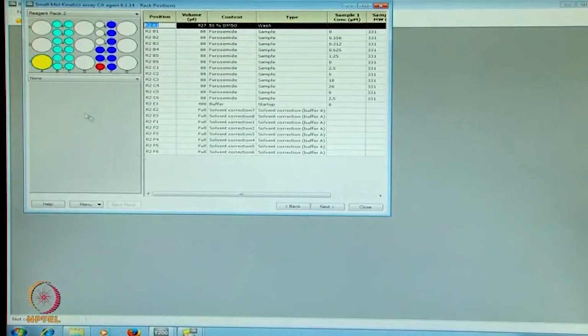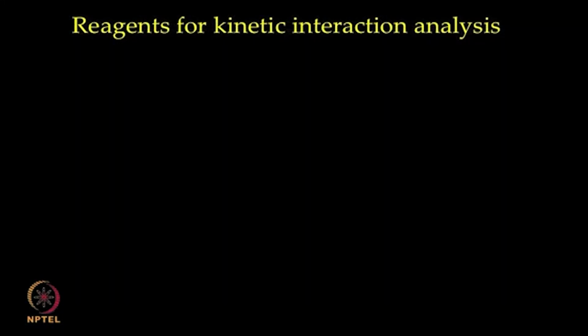and the following are the rack positions for various samples with furosemide at different concentrations, 50% DMSO, buffer for the startup, solvent correction, 8 different solvent correction sample vials provided for a successful kinetic experimentation of furosemide binding to carbonic anhydrase. As per the volumes listed in the table, we prepared the following samples and reagents.